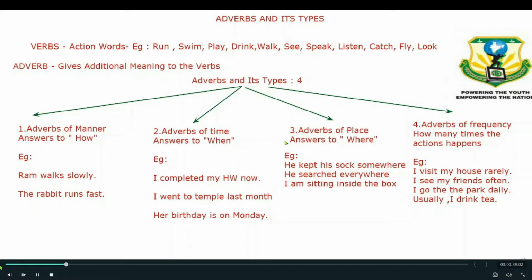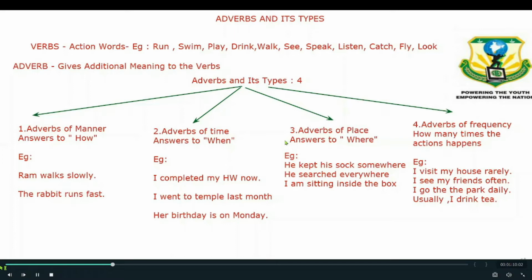So adverb, the name itself says, it gives additional information to the verb. It gives additional meaning to the verb. The adverbs are of four types. What are the four types? Type number one is adverbs of manner. What is manner? Manner means how we do something. This adverb of manner will always answer the question how.